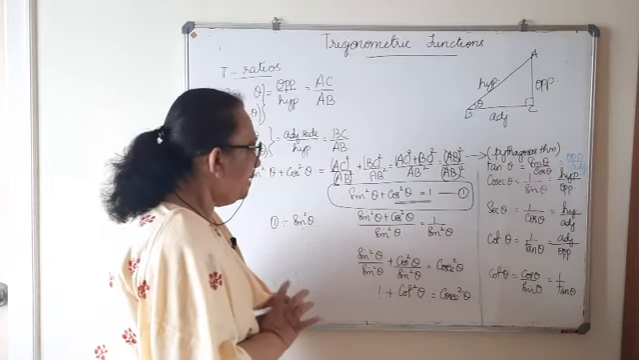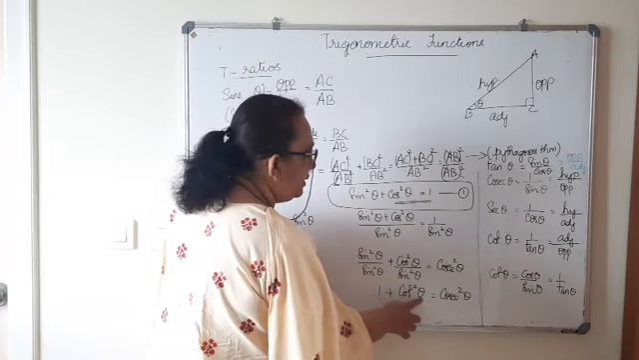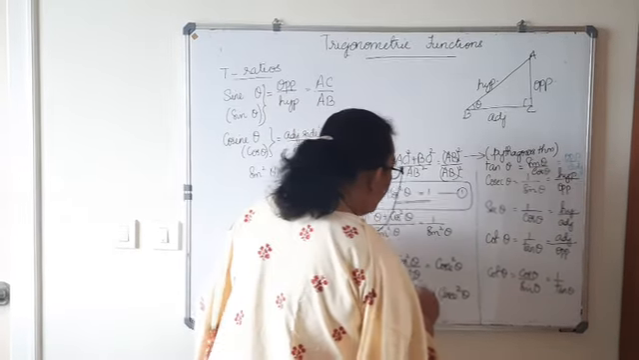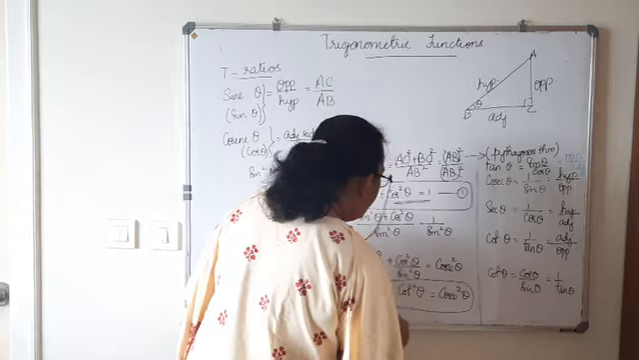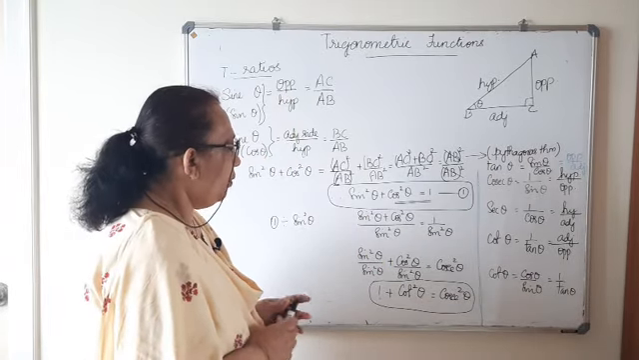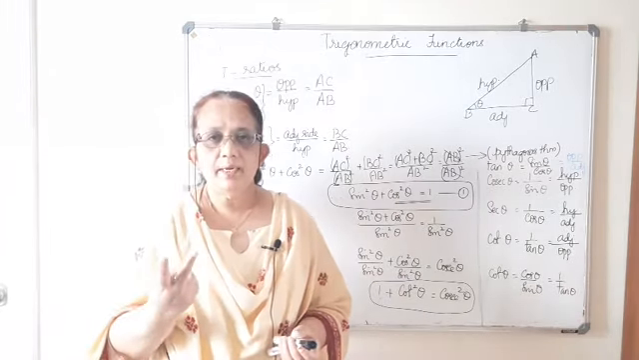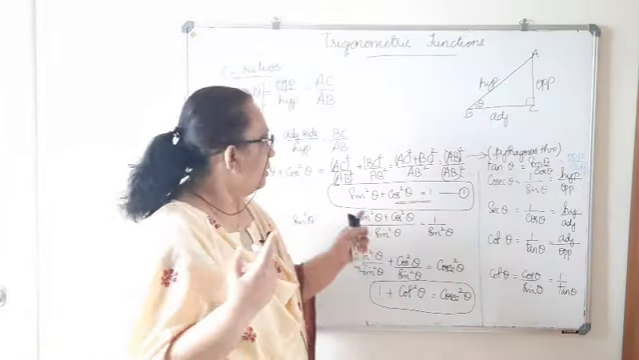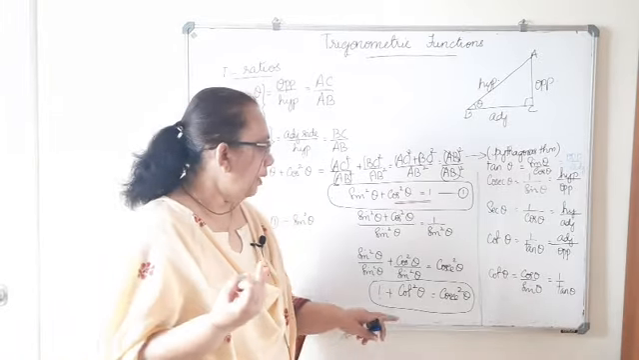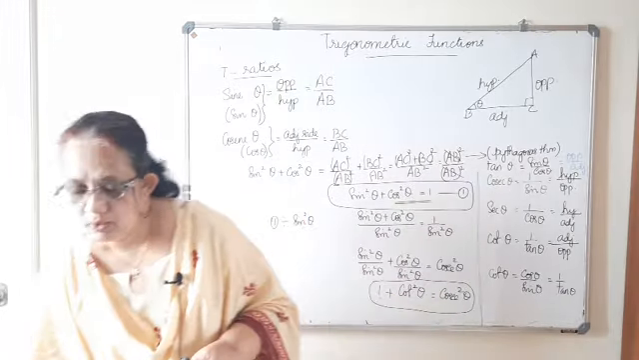So cos square theta by sin square theta, I can write it as cot square theta, and that is equal to cosec square theta. So you get one more result: 1 plus cot square theta is equal to cosec square theta, or cot square theta is equal to cosec square theta minus 1. So we have studied two formulas. Sin square theta plus cos square theta is equal to 1, and the other one is 1 plus cot square theta is equal to cosec square theta.